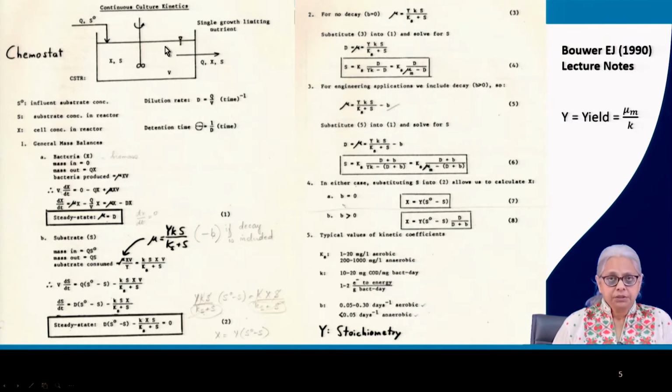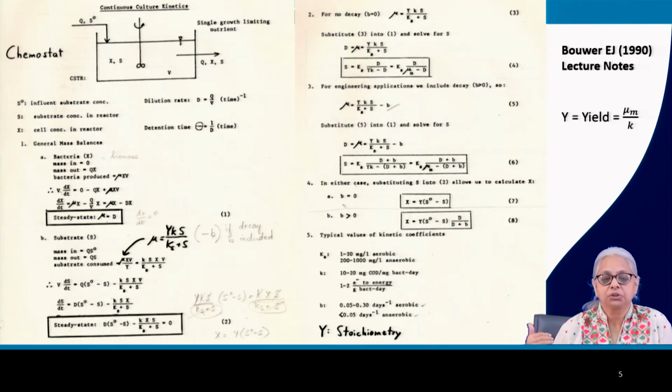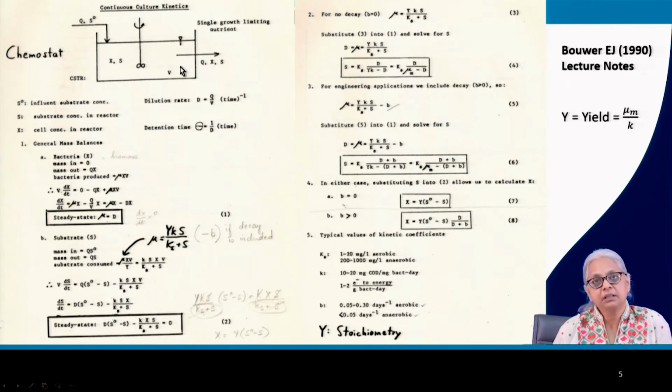Here we have our continuous flow reactor. This is our chemostat. It has an input in terms of media of Q. The substrate concentration is S0. So the initial substrate concentration coming into the reactor or the chemostat is S0. What is happening inside the reactor? There are two things that are happening inside the reactor. One is the growth of biomass, and the second is the consumption of the substrate.